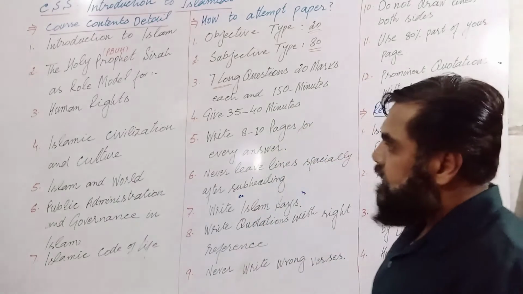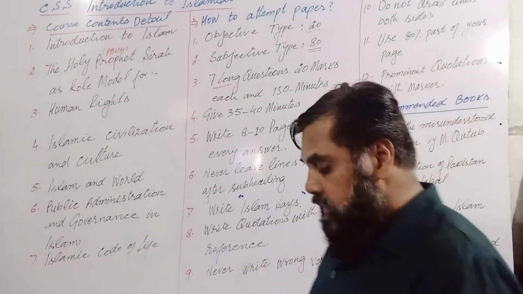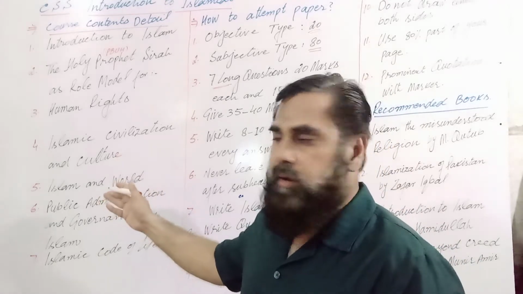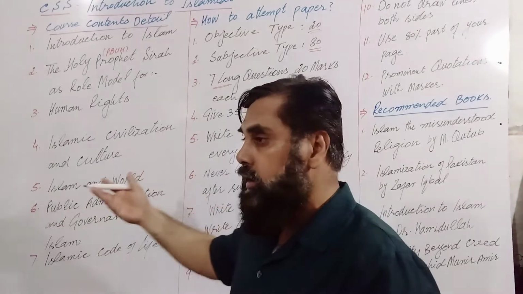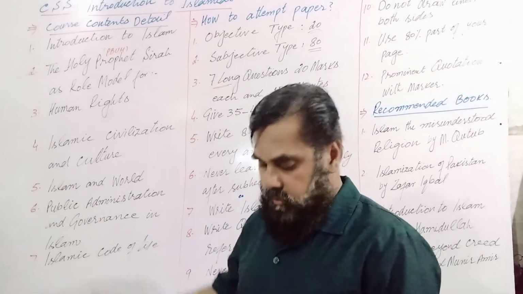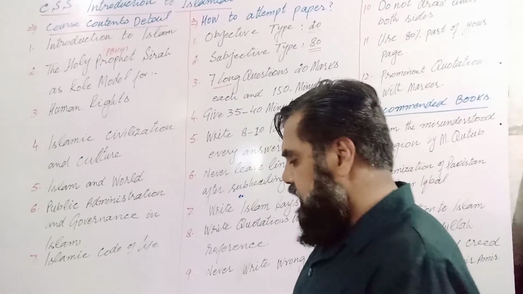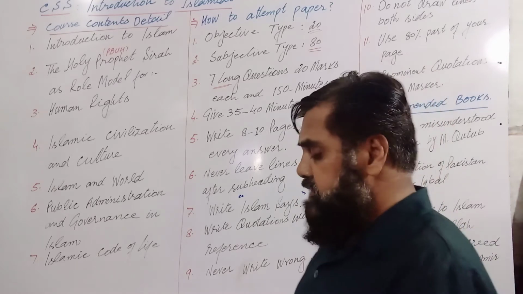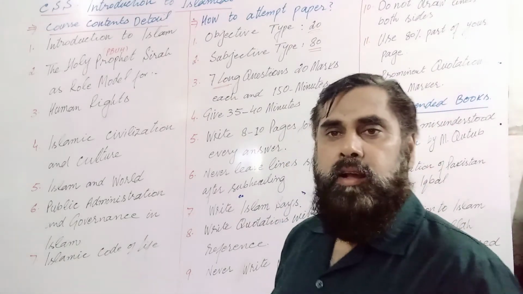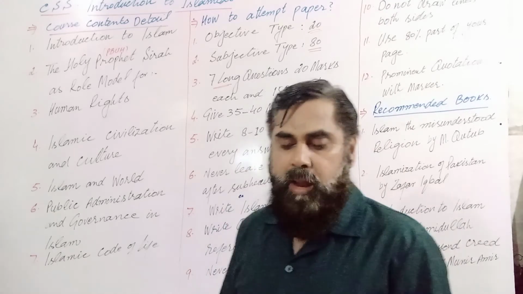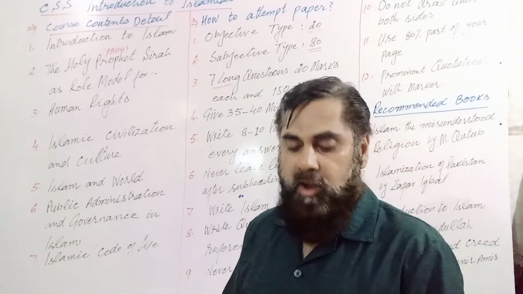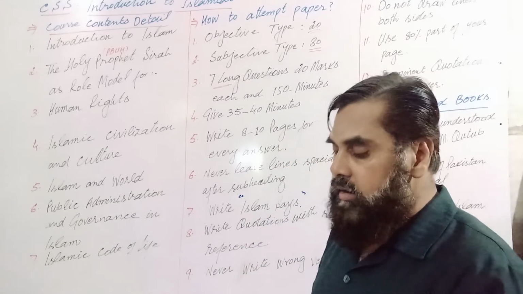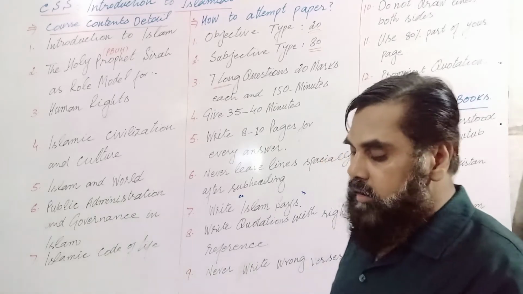The fourth topic is Islamic civilization and culture. This is also an extensive topic, and it will require approximately 5 to 6 lectures, and I have a lot of detail about it. The fifth topic is Islam and the world. Under this topic we will discuss the impact of Islamic civilization on the West and vice versa, the role of Islam in the modern world, the Muslim world and contemporary challenges, and the rise of extremism.